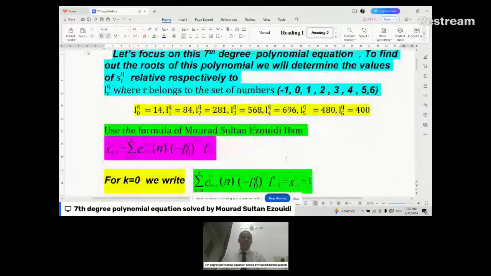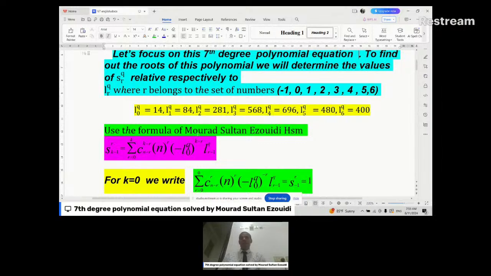Now, learners, it's clear that these are the coefficients of our 7th degree polynomial equation that we are going to start with, okay? L0 is 14, L1 is 84, L2 is 281, L3 is 568, L4 is 696, L5 is 480, and L6 is 400, okay? Now, learners, we are going to work with these coefficients of our original 7th degree polynomial equation in order to find our new 7th degree polynomial equation, okay?